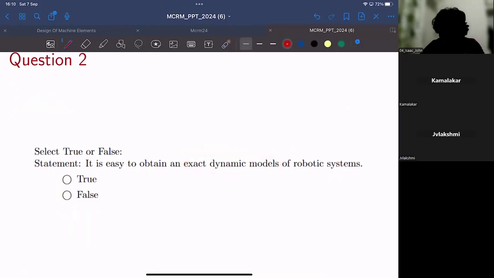So, yeah, I think it could be tricky, because the question is more or less tricky, because we actually derive dynamic models throughout the course, but it's only a very simplified approximation. It's never representative of an actual system, where a lot more factors can affect its dynamics, but which cannot be easily modeled. So in that regard, this statement is false, I believe.